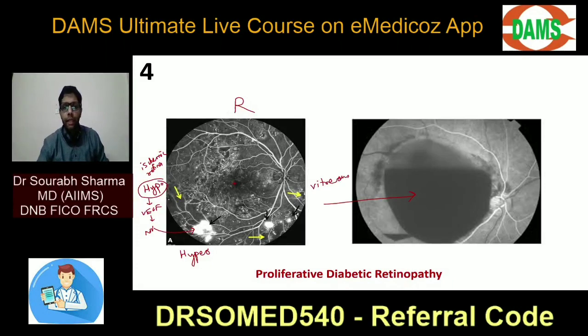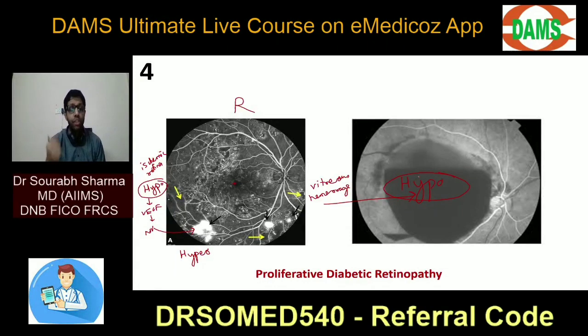Vitreous is pre-retinal or subretinal? Pre-retinal, sir, before the retina. So if there is so much blood, can you see the retina? Can you see the retina here? No. If you cannot see the retina, vitreous hemorrhage is also hypofluorescence. It is blocking everything behind. It is blocking the retina, it is blocking the new vessels, it is blocking everything. So it has to be hypofluorescence.